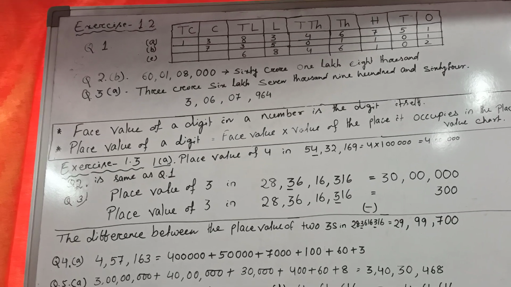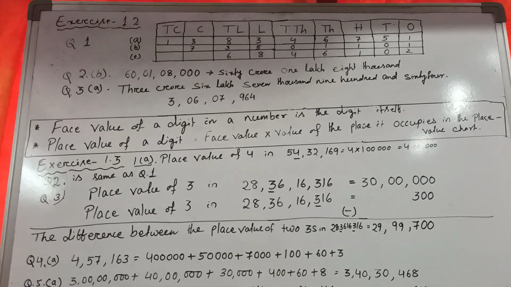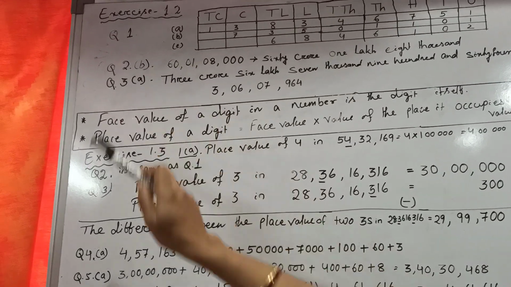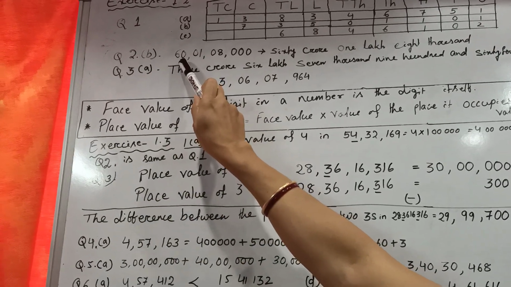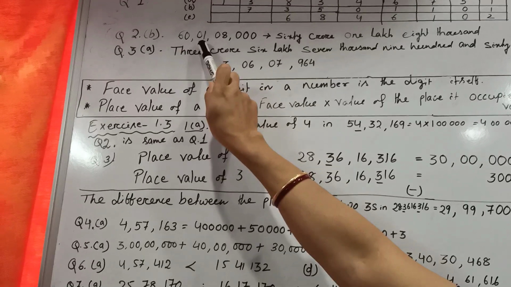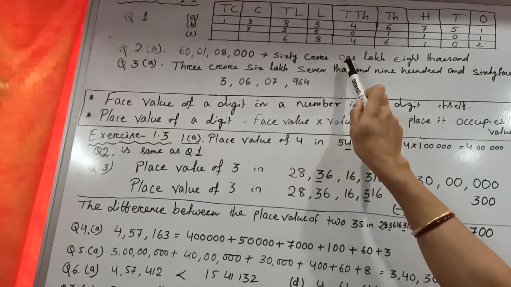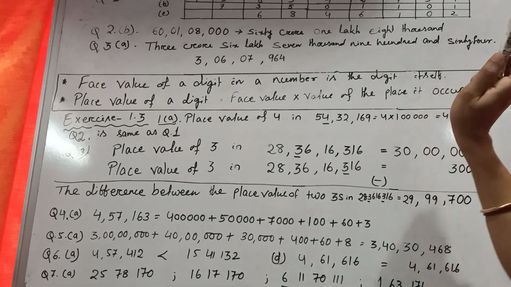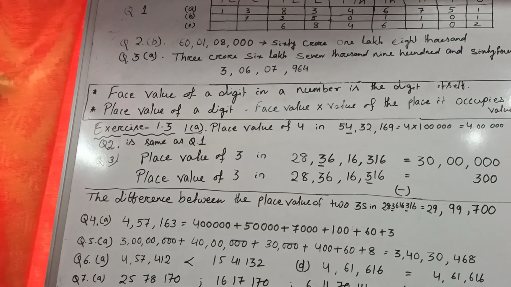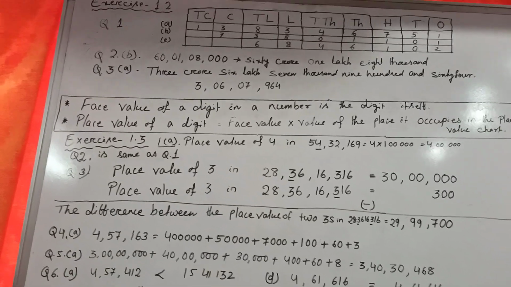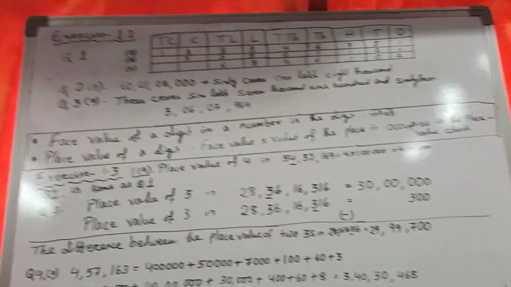Then in question number 2, some numbers are given, you have to write those numbers in words. Here I have done one question, 60 is in crore place, so first write down 60 crore. Then 1 is in lakh place, so 60 crore, 1 lakh, then 8,000. Question number 3, this question is also the same as question number 1. Write each of the following in figure.